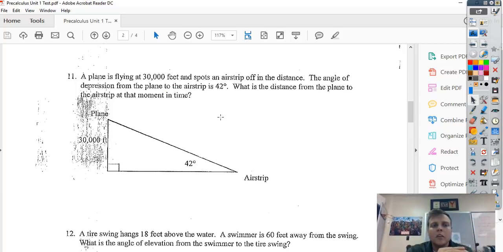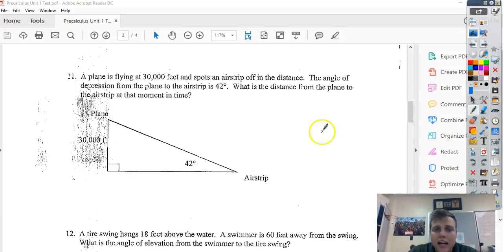The first way is to recognize this is a right triangle. Since it's a right triangle, I could use the Pythagorean Theorem if I knew 2 sides. I don't, so I cannot use the Pythagorean Theorem. But I could use SOHCAHTOA. The fact that it's a right triangle means I can use SOHCAHTOA, trig ratios.